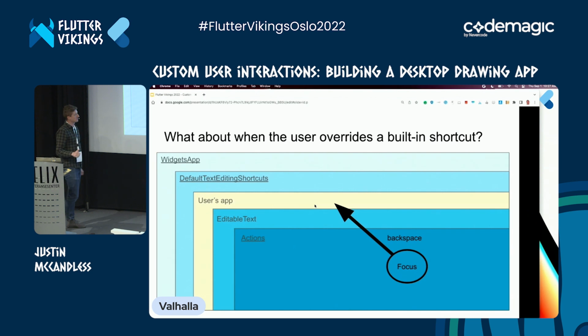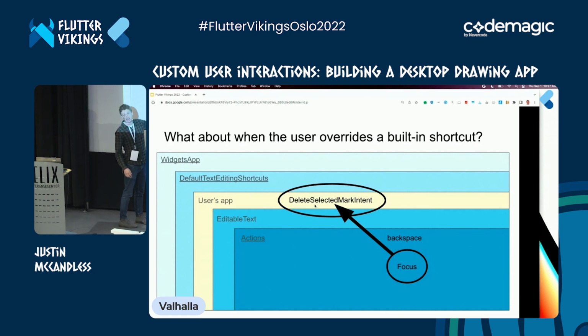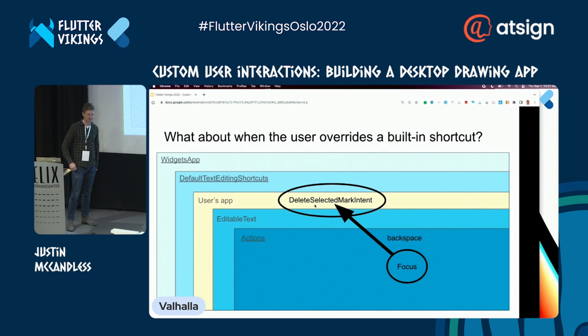So then I press backspace. This starts traversing up the tree. And in this case, in the user's app, I had a shortcuts widget, right? We added that to our drawing app, and that mapped backspace to delete selected mark intent. That's an intent that we defined inside of our app for ourselves. So rather than delete character text intent or whatever it was, we have our own special one that deletes marks. And so we found that because the traversal goes from the leaf all the way up to the root of the tree for default text editing shortcuts.